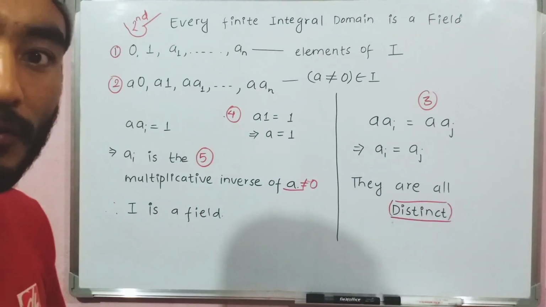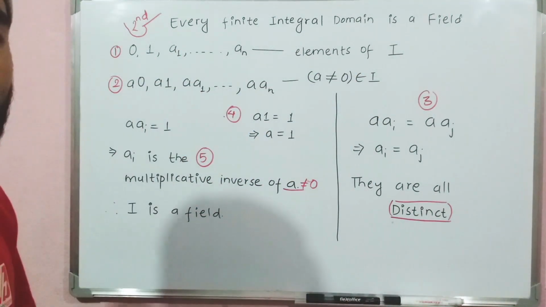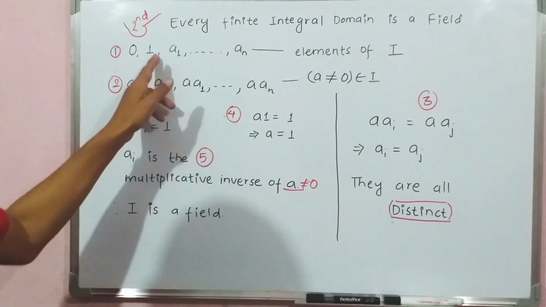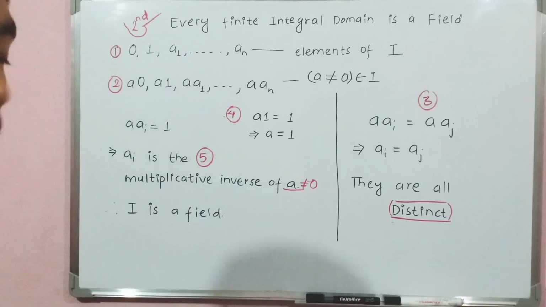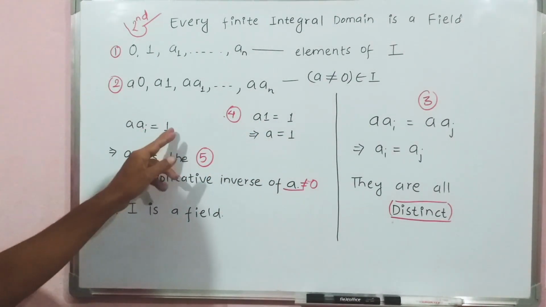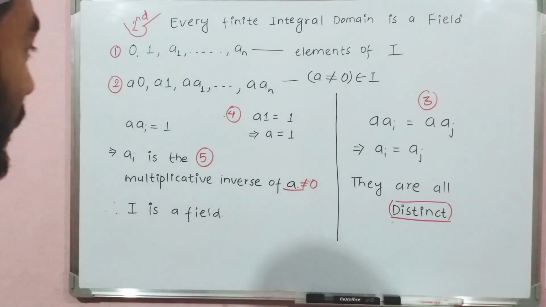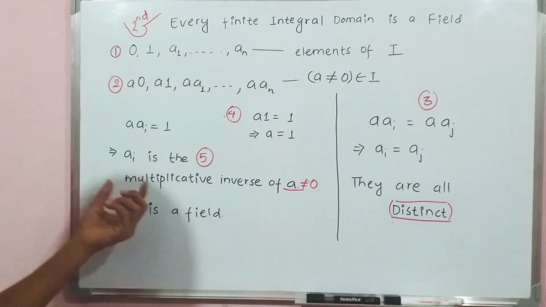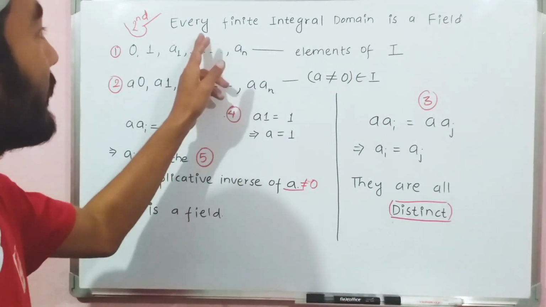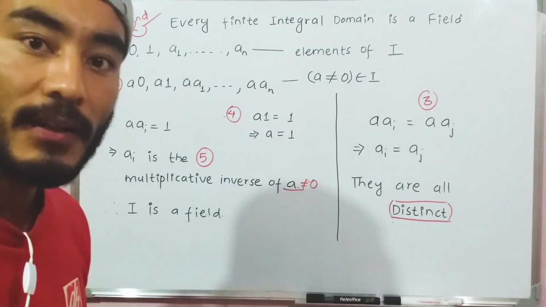Now since all of these elements are distinct and they lie in I, but the elements of I are these elements, these two sets must be equal. So at least one of these elements must be equal to 1. a0 equals 1 is impossible because a0 equals 0. So either a1 equals 1 or a ai equals 1. If a1 equals 1, that implies a equals 1. And a ai equals 1 implies ai is the multiplicative inverse of a not equal to 0. This shows every non-zero element of I, a finite integral domain, has a multiplicative inverse. So I, a finite integral domain, is a field and the theorem is proved.